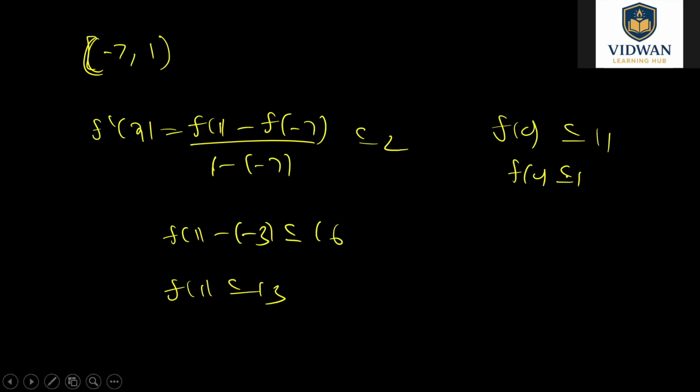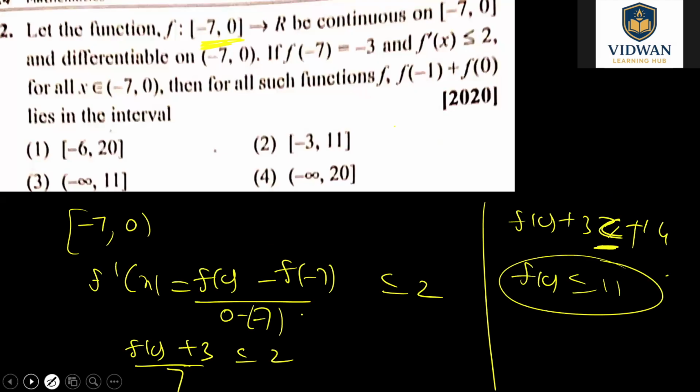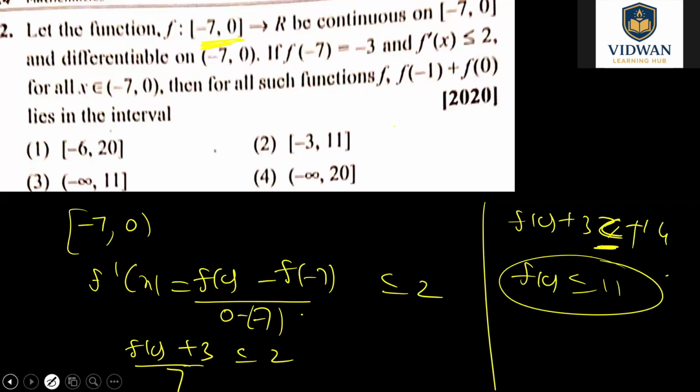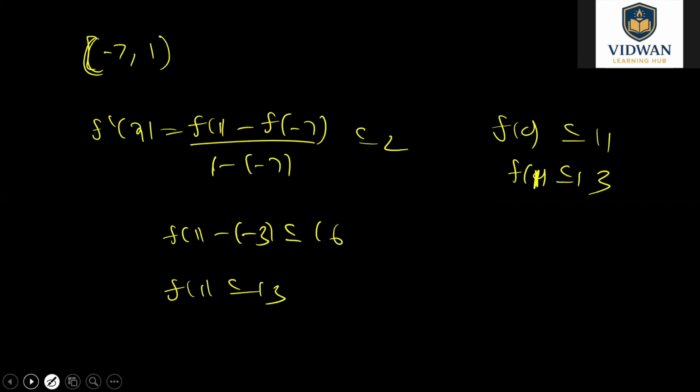What is the value you are getting? Let me check. This is 1 plus 7, 8 only. 8 into 2, 16, and that was 3. So 13. So what can you say about f of 0 plus f of 1? So we got f of 0 less than or equal to 11, f of 1 less than or equal to 13. So the sum of these two is what you wanted. f of minus 1 plus f of 0. So it's not 1, it is minus 1. Okay. Then if it is minus 1, the answer will be taken according to that. So let us take minus 1 here then.